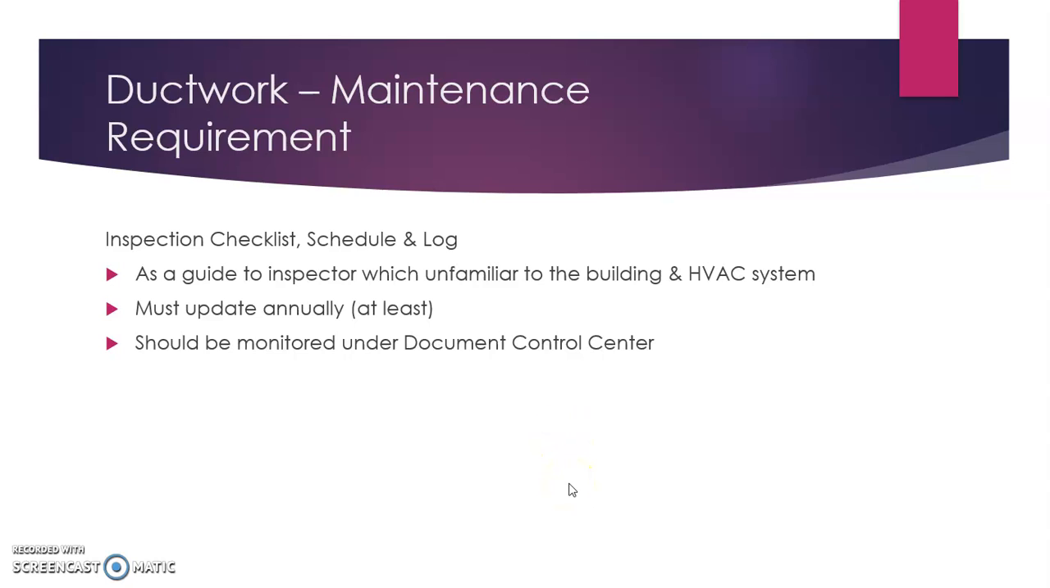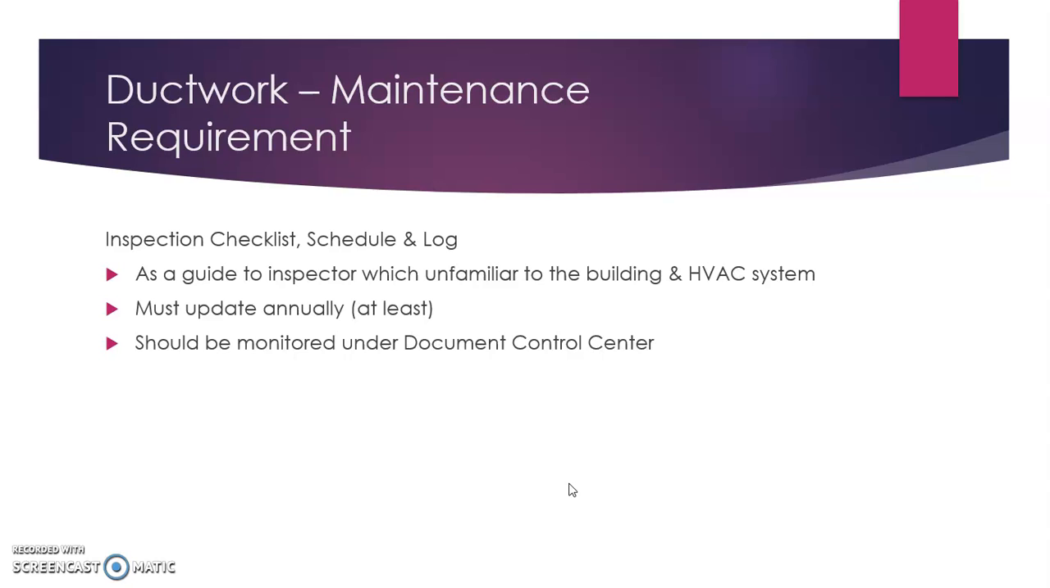So if any personnel are doing the maintenance, there must be the inspection checklist, schedule and log service for their annual servicing for their ducting. The checklist, schedule and log are important to make sure, and to give the information to the next inspector who is unfamiliar with the building and HVAC system of the building.